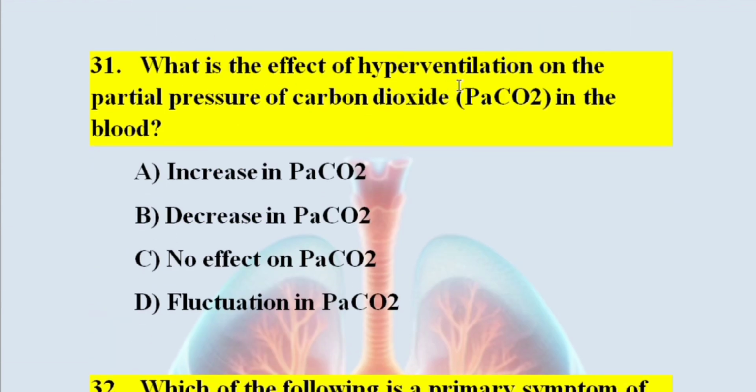What is the effect of hyperventilation on partial pressure of carbon dioxide in the blood? Alpha, increase in partial pressure of carbon dioxide. Beta, decrease in partial pressure of carbon dioxide. Charlie, no effect on partial pressure of carbon dioxide. Delta is fluctuation in partial pressure of carbon dioxide. So in case of hyperventilation, there is a decrease in the partial pressure of carbon dioxide. The right answer is beta.